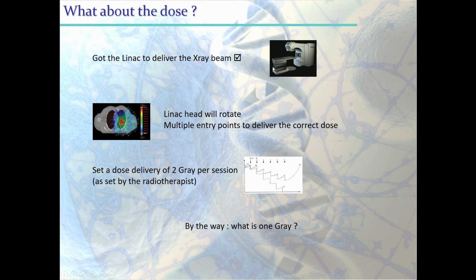Okay, so we've got the beam from the LINAC. It's good. The LINAC head will be able to rotate around the patient to have those multiple entry points to deliver the correct dose in the tumor while sparing the surrounding tissues. Good. And we know that, as said by the radiotherapist, each session should target 2 grays being delivered into the tumor. 2 grays. By the way, can we spend some time on what a gray is?